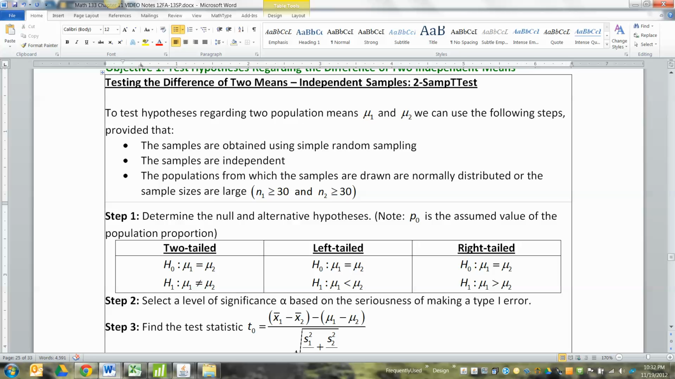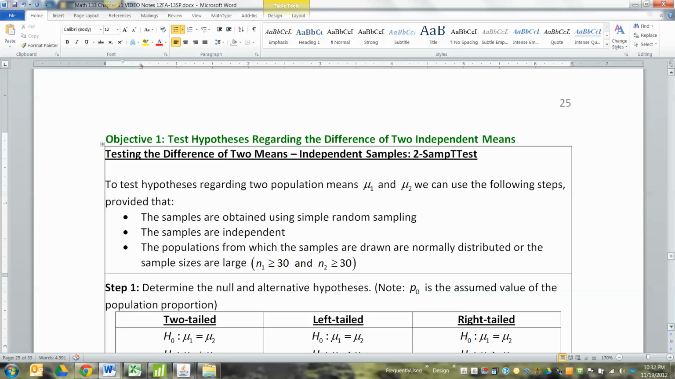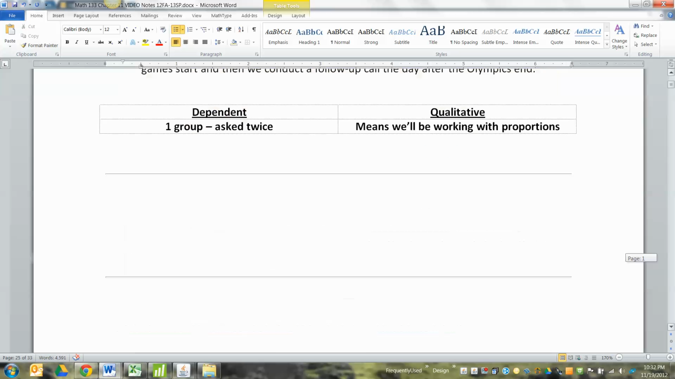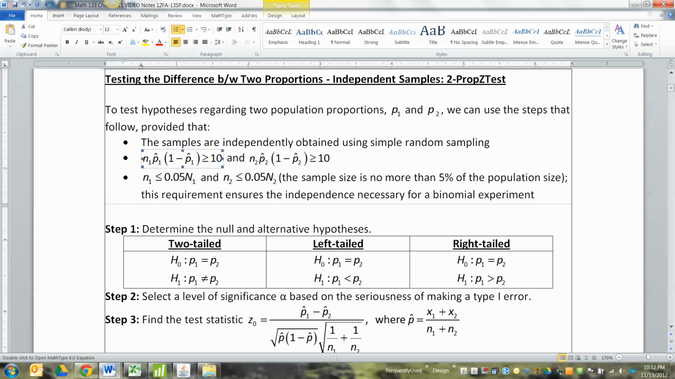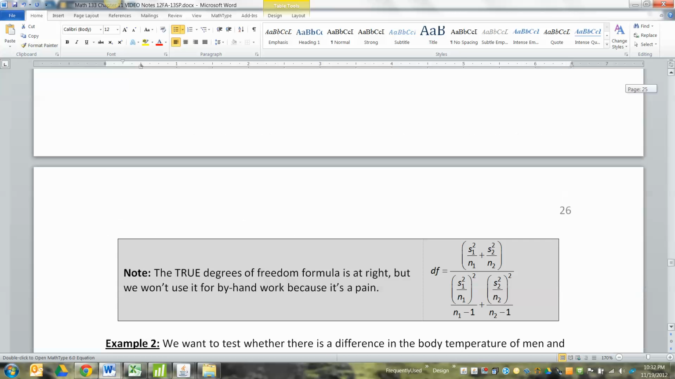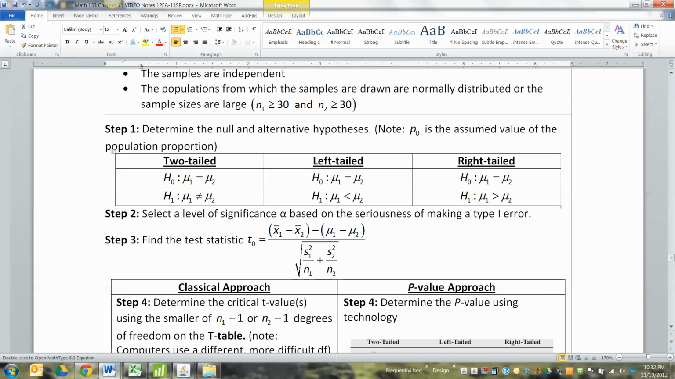Proportions don't work like this. Proportions need n times p times 1 minus p to be greater than 10. So if you don't have that, you're in trouble. But for means, it doesn't work like that.